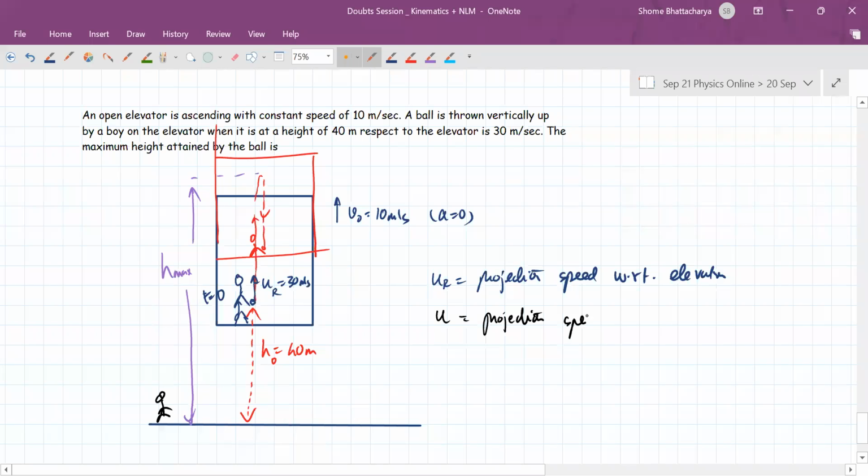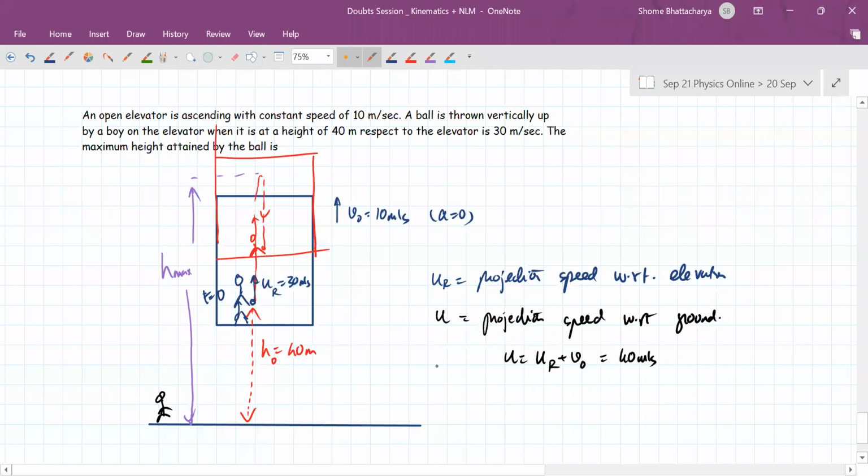So the projection speed with respect to the ground. So Arushi, you have understood this point, I hope. Yes, sir. U relative plus the speed of the elevator, so it's 40 meters per second.